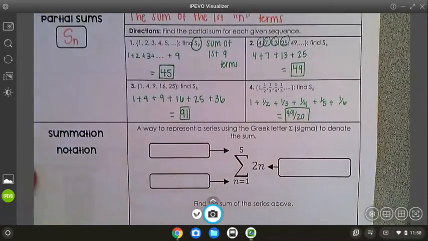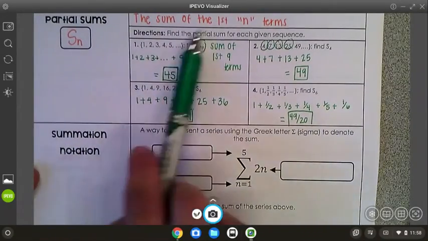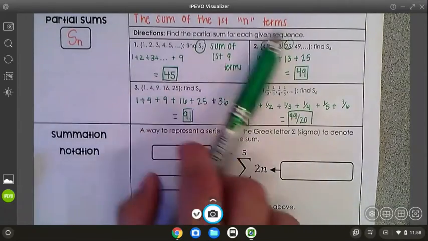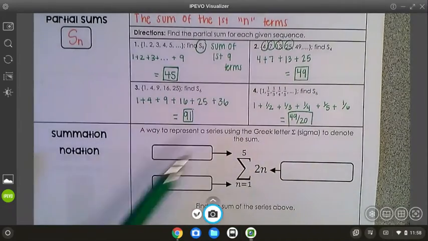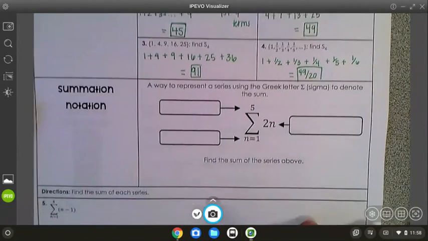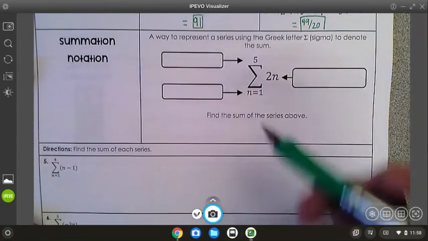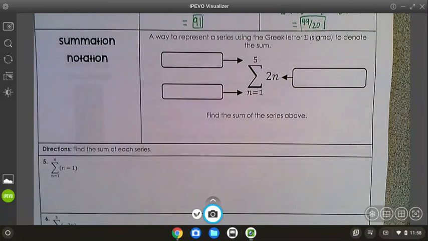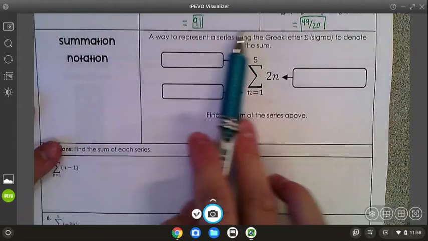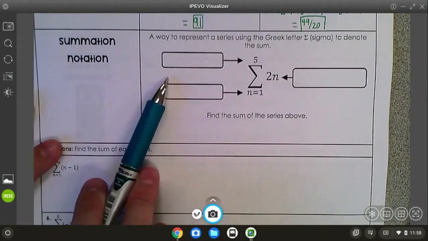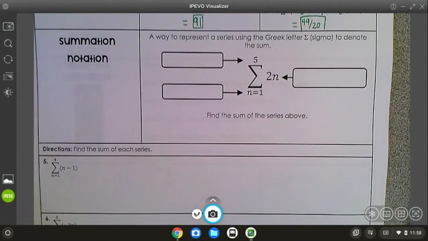Now we're going to learn how to find these using formulas. And that'll come when we talk about arithmetic series and geometric series. But something that you need to be familiar with is this symbol. This is sigma, and sigma means sum. And we're going to be using this a lot, and I'm going to show you what it means and show you how to type it in the calculator, how to do it by hand.